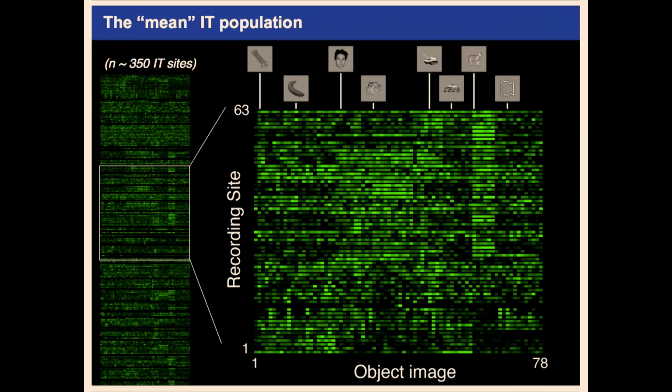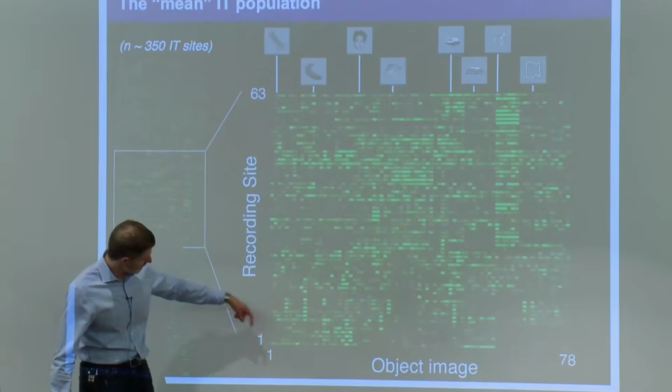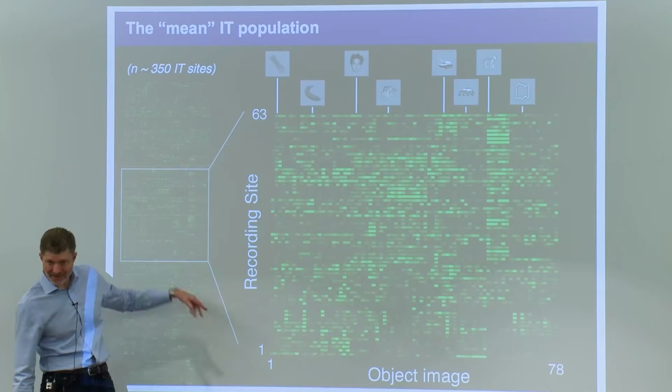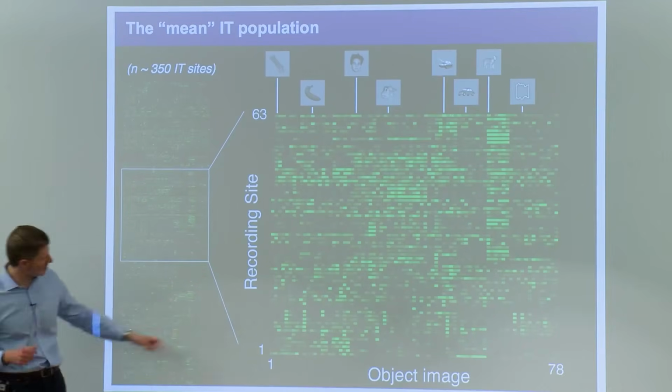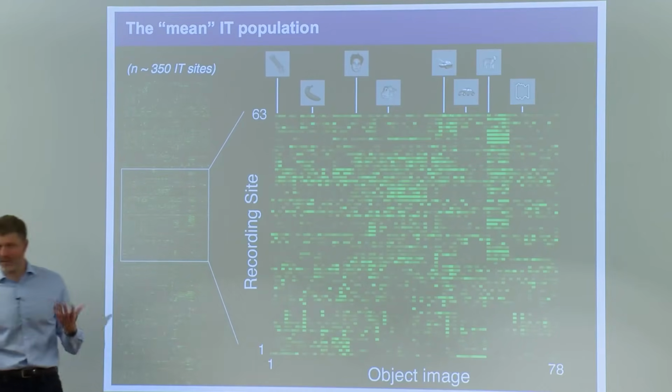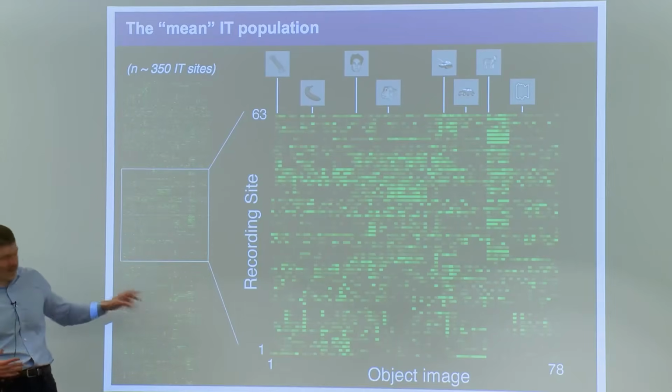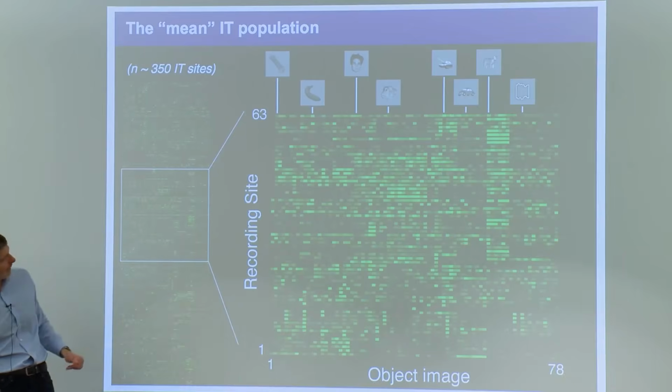Okay, so this is the outcome of the neurophysiological experiment. So we've got 78 images here. The columns represent images, and the rows represent recording sites. So you can loosely think of those as neurons. In actuality, each one of these is more than one neuron, but whether it's one neuron or several neurons is not really critical for our purposes. It's a different little bit of the brain, okay?